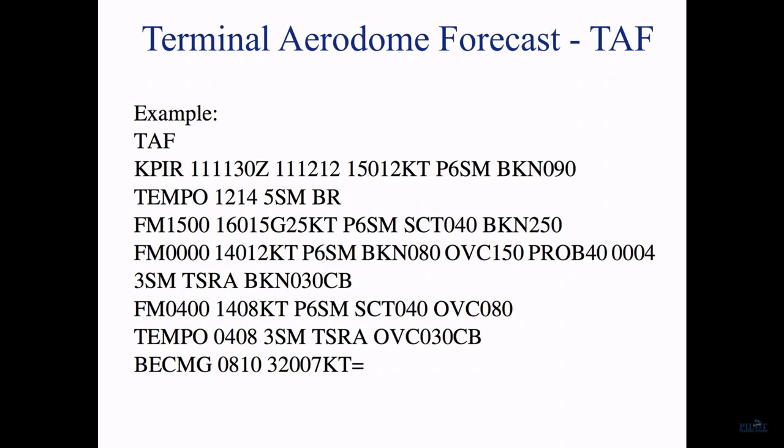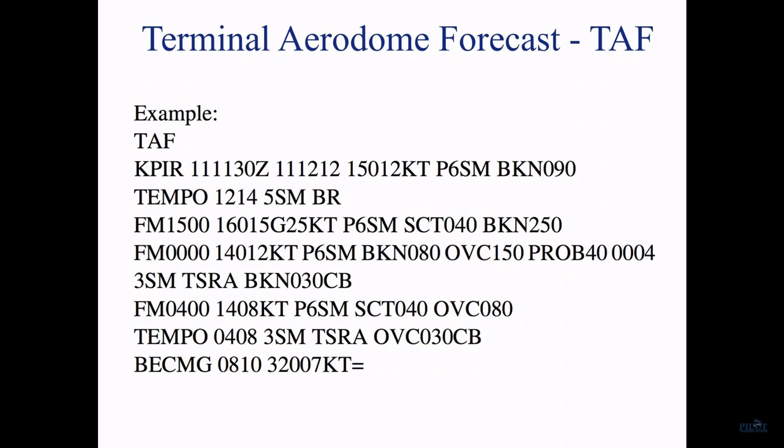Only cumulonimbus, CB, clouds are forecast in this portion of the TAF report, as opposed to CBs and towering cumulus in the METAR. 9. Forecast change group. For any significant weather change forecast to occur during the TAF time period, the expected conditions and time period are included in this group. This information may be shown as from, FM, becoming, BECMG, and temporary, TEMPO.